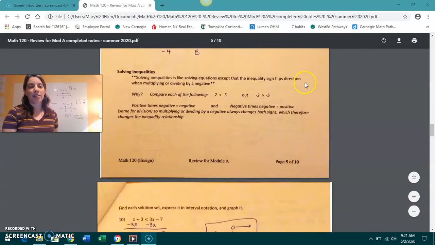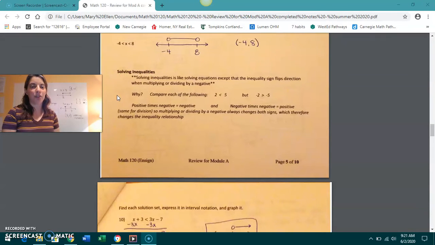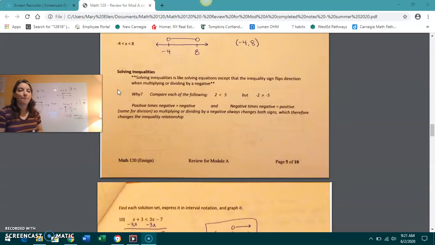Solving inequalities is like solving equations, except that the inequality sign flips direction when we multiply or divide by a negative. The reason for that is if I multiply or divide by a negative, then my sign in terms of my positive or negative sign changes. If I have a negative and I multiply by a negative, now I have a positive. If I have a positive, I multiply by a negative, I have a negative. Same thing with division.